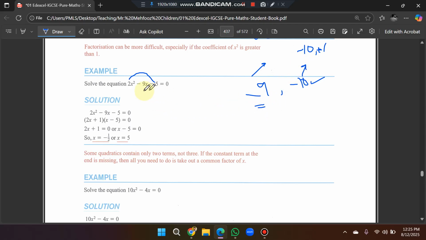So again we just replace this pair in the place of minus 9x, so it will becomes 2x square minus 10x plus 1x minus 5 is equals to 0. So you can take the common from first two terms, that is 2x, it will becomes x minus 5. Again 1 from the second two terms, that will becomes x minus 5 is equals to 0.